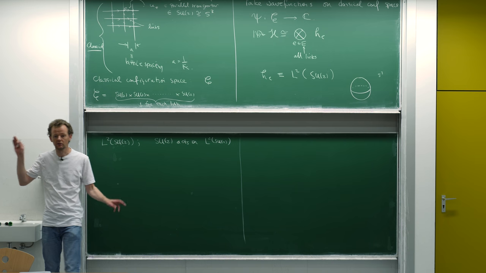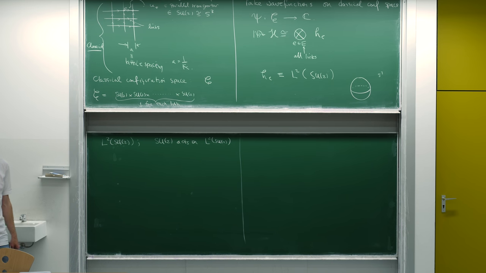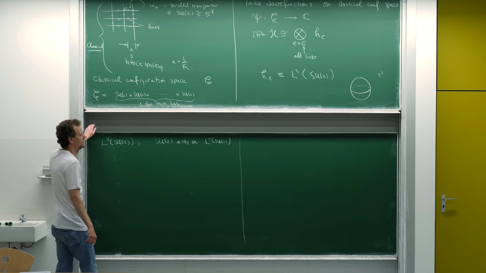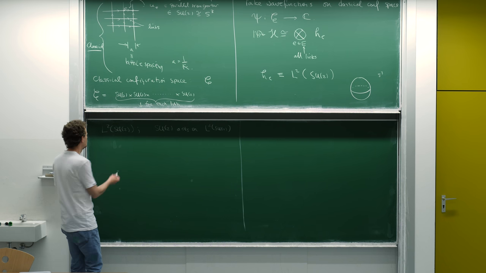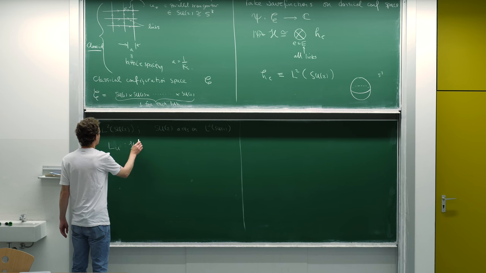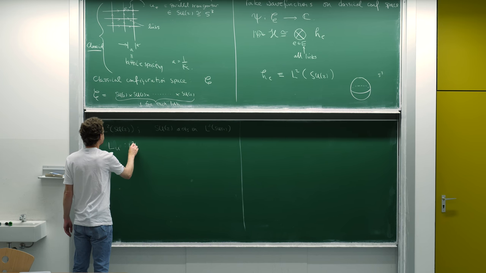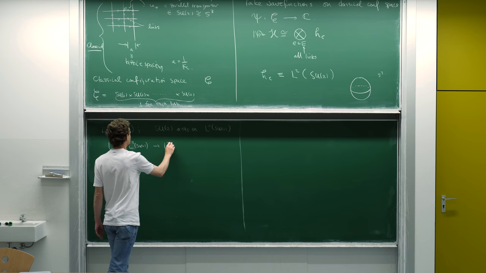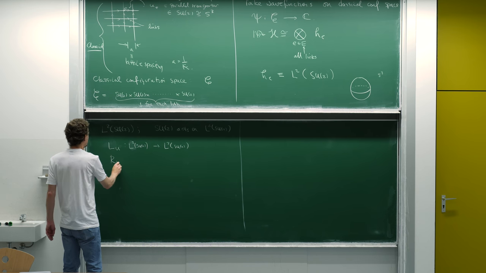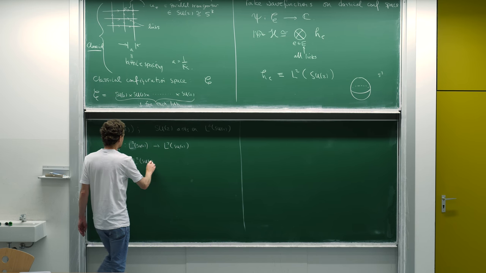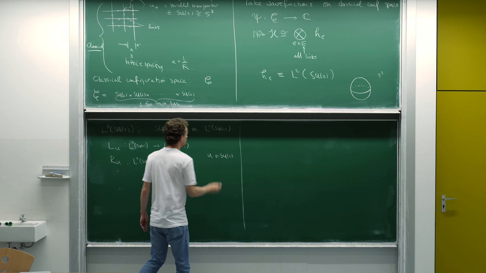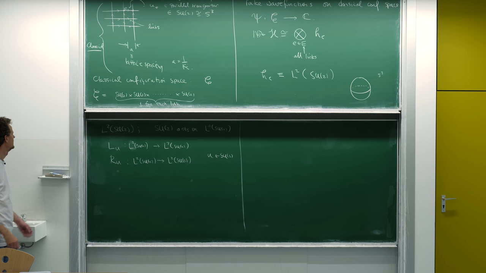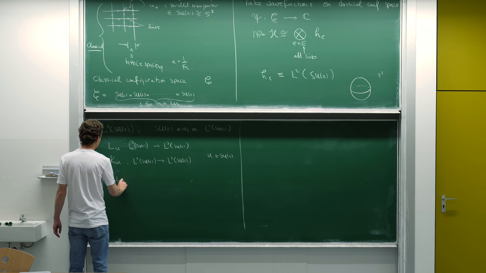So SU2 acts in a canonical way, the standard way, on this space. It also acts in non-canonical ways, but we're not going to need non-canonical actions. So how does it act? Well, I introduced these two operators in the previous lecture: left and right multiplication by some SU2 unitary. This is a unitary action. L_U is unitary, R_U is unitary, and in fact these guys commute with each other.